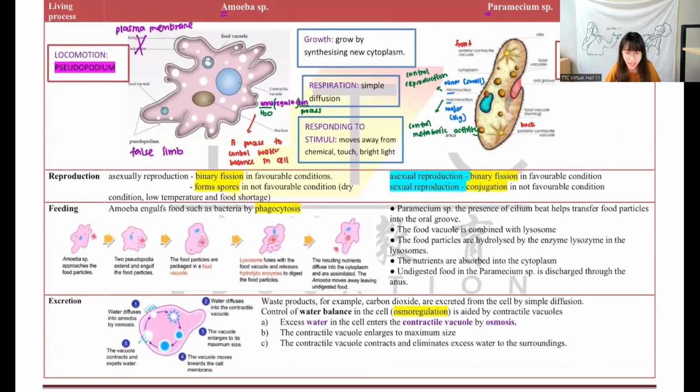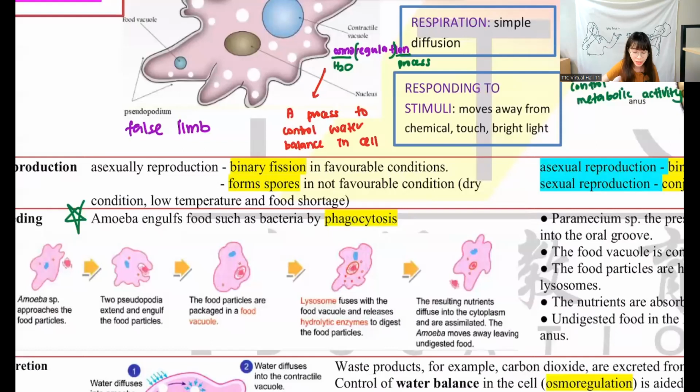Okay, so feeding is important for amoeba species. This one they always ask in exam. The feeding for amoeba species has a process. We call this phagocytosis. What does phagocytosis mean? Phago means eat. Cytosis means a process. A process of eating, we call phagocytosis. So amoeba only carry out asexual, and paramecium carry out sexual and asexual, in different conditions.